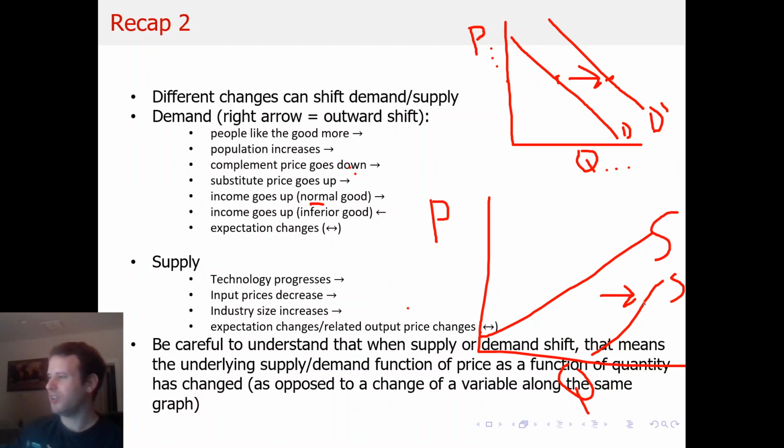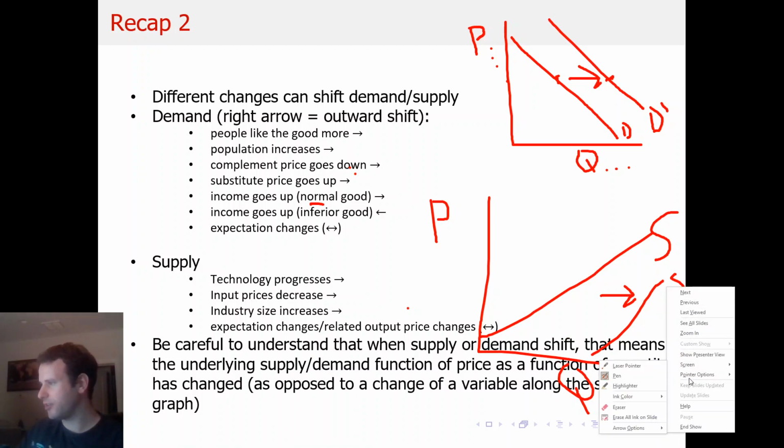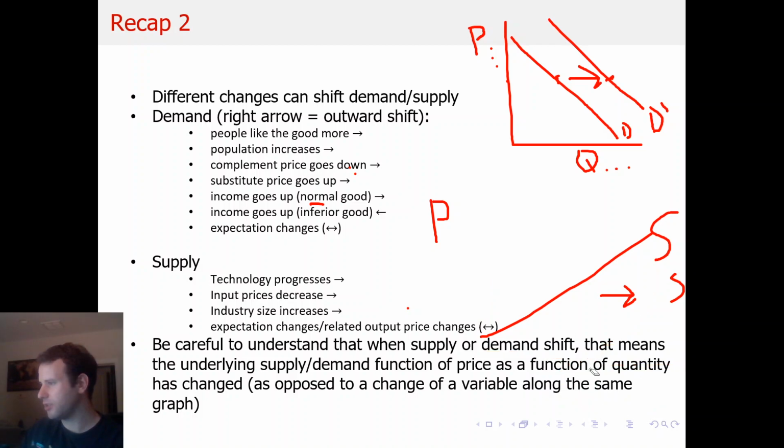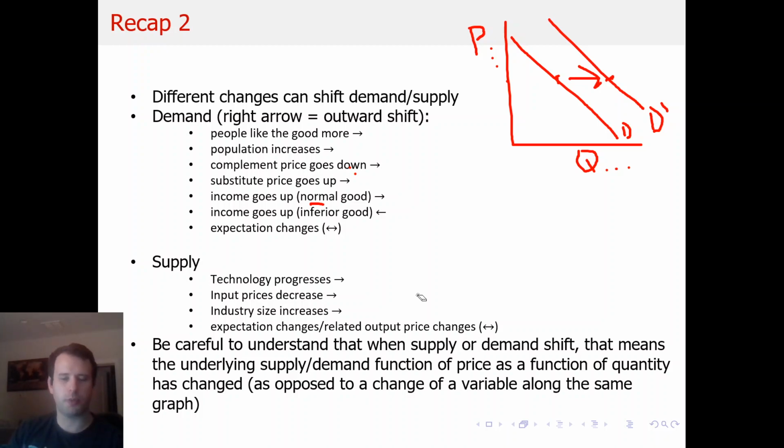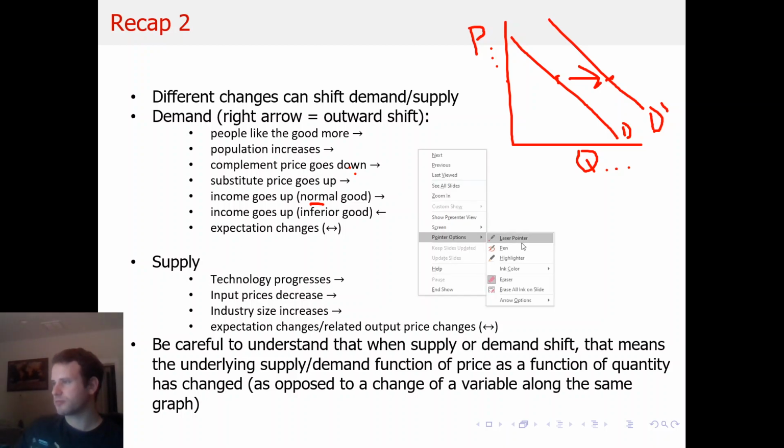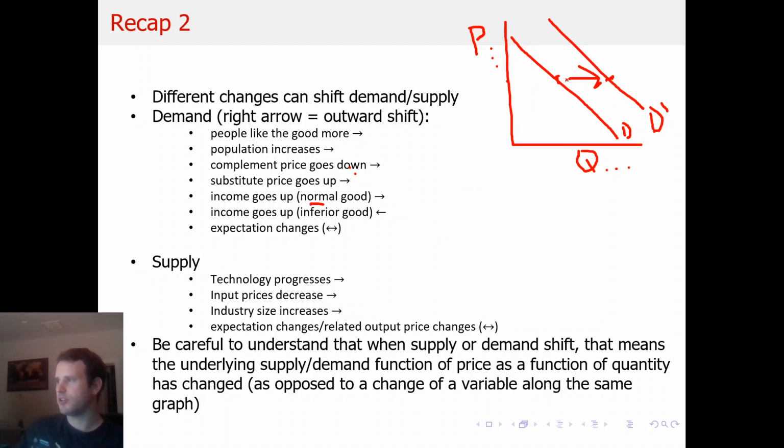Okay, let me erase this so you can read. So be careful to understand when supply or demand shifts. That means you have a shift of the underlying supply and demand function, which is a relationship between price and quantity, and that has changed. This shift happened for the whole price quantity relationship. The shift from D to D prime means that for the same price, you're going to have different quantity demanded.